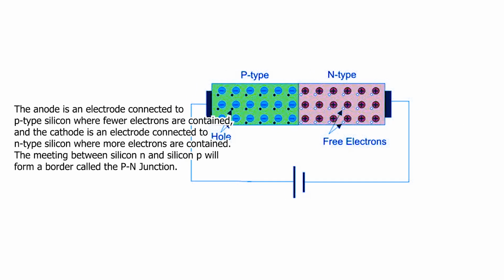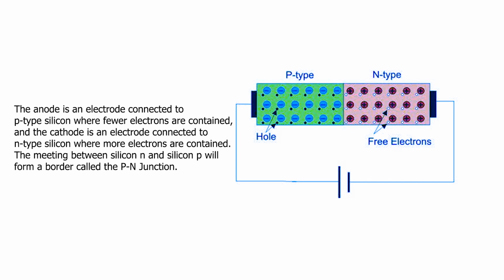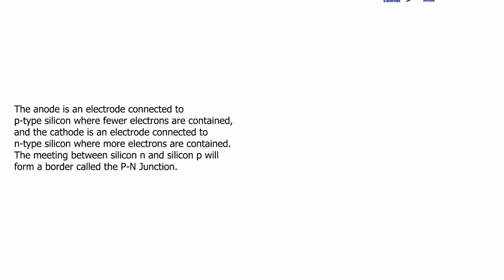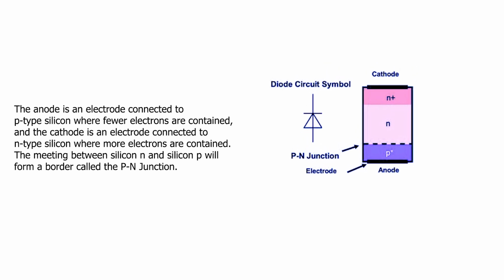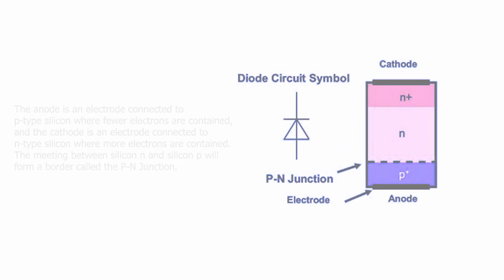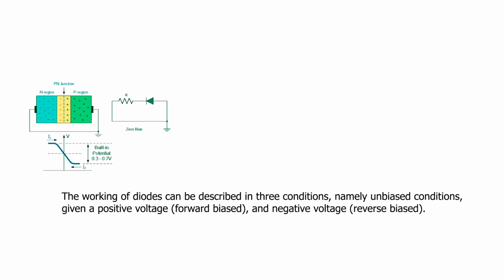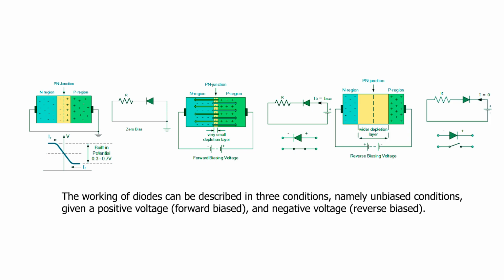The anode is an electrode connected to p-type silicon, where it contains fewer electrons, and the cathode is an electrode connected to n-type silicon, where it contains more electrons. The meeting between silicon N and silicon P will form a border called the p-n junction. The workings of a diode can be explained in three conditions, namely conditions without voltage, unbiased, positive voltage, forward biased, and negative voltage, reverse biased.